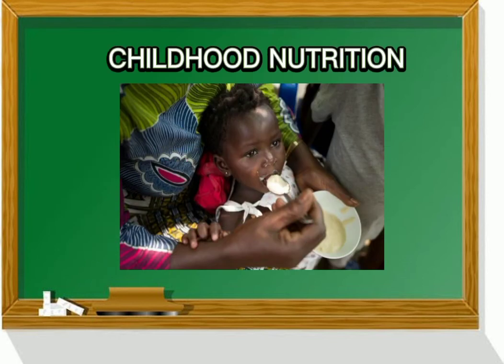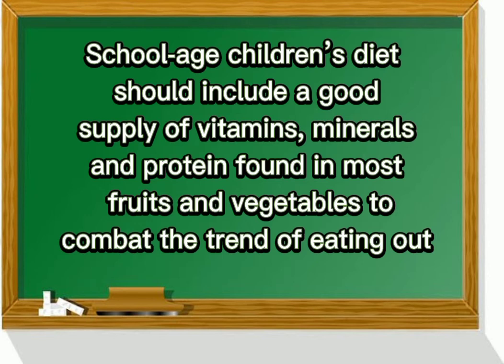The second issue affecting physical development is childhood nutrition. Malnutrition remains a major health issue in the Philippines. This has been proven to have serious effects on the physical and mental development of children. For most Filipino children, poverty is the chief reason why they do not get the nutrients and energy required for this stage. School-age children's diet should include a good supply of vitamins, minerals, and protein found in most fruits and vegetables to combat the trend of eating out.